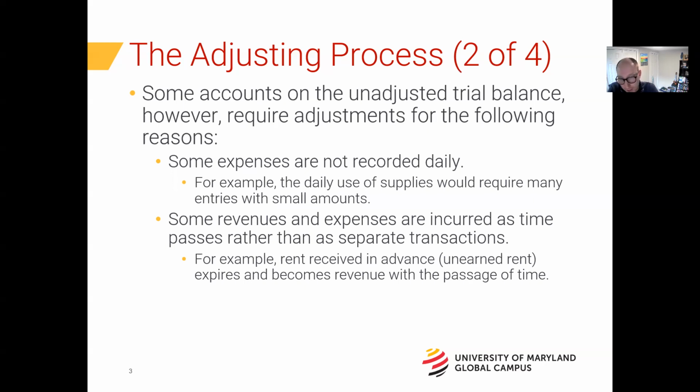At the end of June, the landlord will make an adjusting entry where they will debit unearned rent and credit rent revenue or rent income, whatever the income account is. And so that will be the adjusting entry.